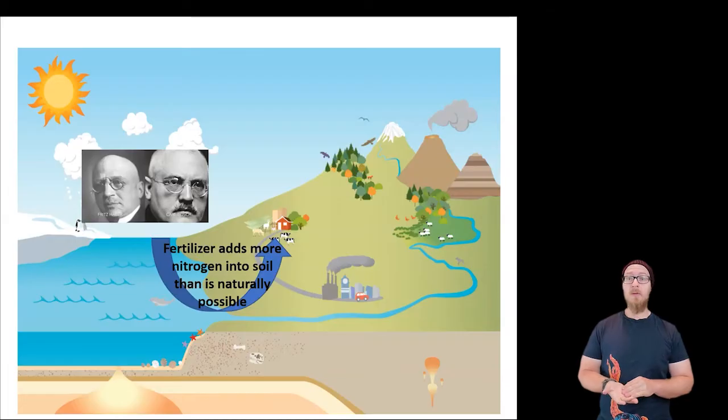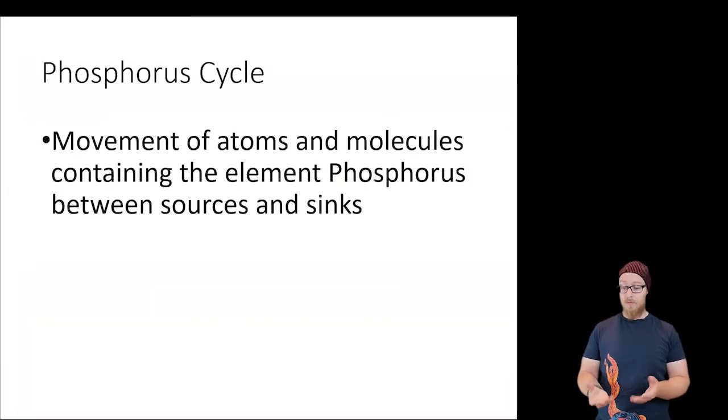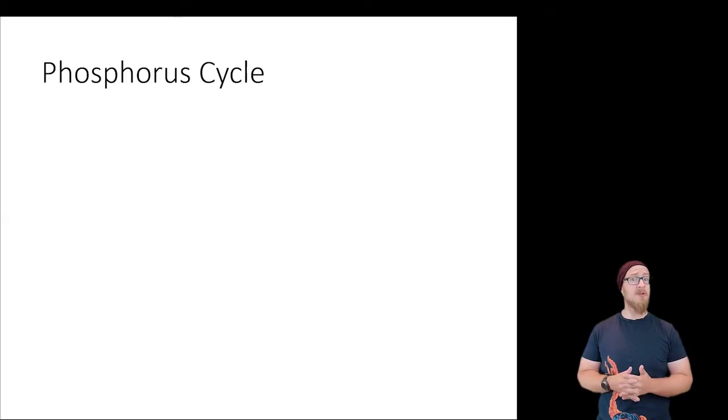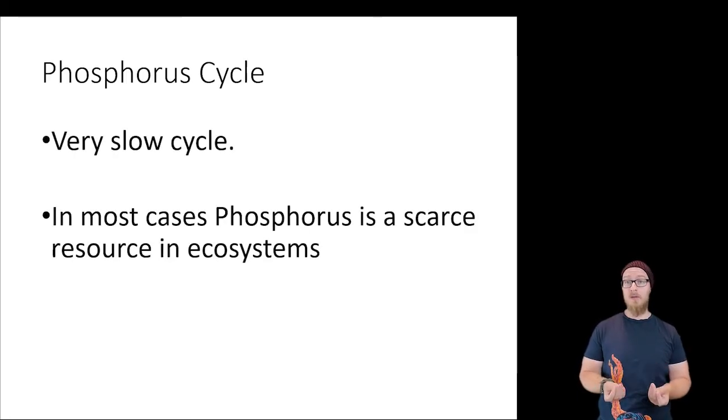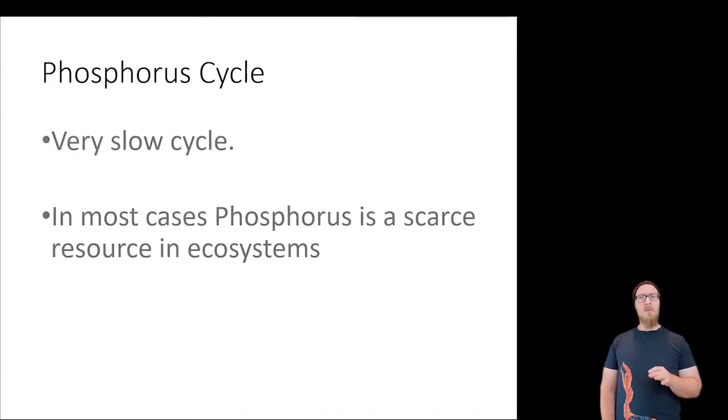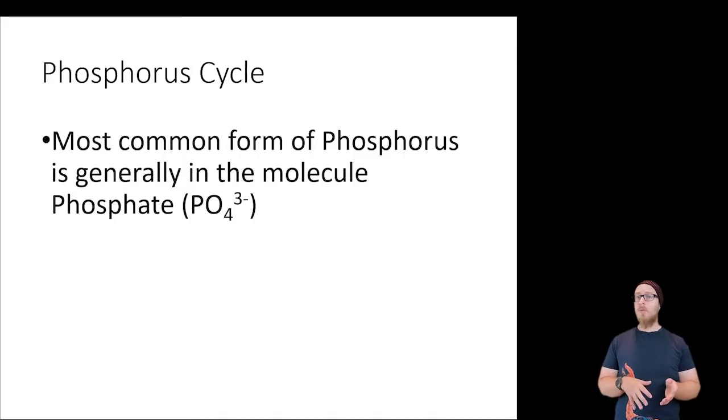The phosphorus cycle is the way the element phosphorus, or molecules containing phosphorus, cycle through the environment between sources and sinks. As opposed to the nitrogen cycle, the phosphorus cycle is actually a very slow cycle. That's because the major reservoir of phosphorus is actually rock. The most common form of phosphorus that tends to cycle through the environment is a phosphate, a molecule that contains phosphorus. Now, because the process is so slow, phosphorus in most ecosystems ends up being a limiting resource.